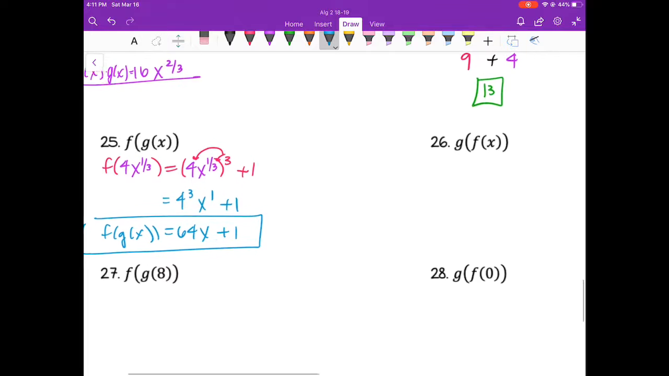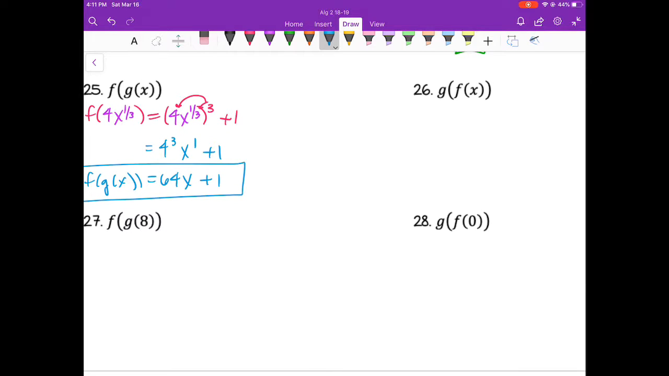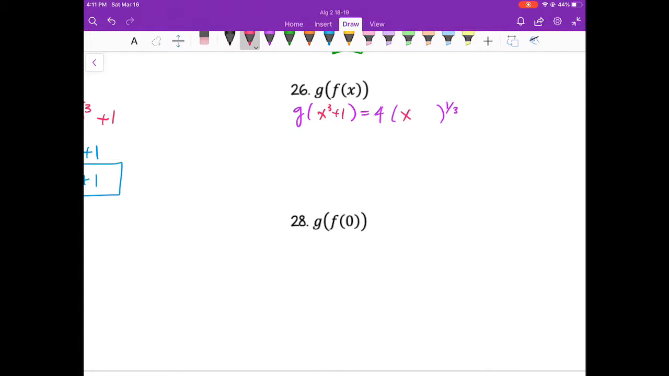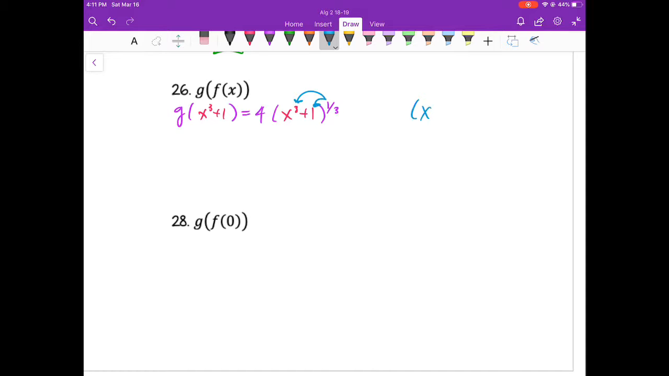And number 26, this time I'm doing it in the opposite order. Again, just kind of noting that these will not be the same thing. So we are evaluating g at x cubed plus 1. Well, g is saying take 4 times your input raised to the 1/3 power. And this time our input is x cubed plus 1. Now be careful, don't fall into the trap of wanting to distribute this. Just like if I had x cubed plus 1 squared, I wouldn't be able to distribute it, right? I would have to FOIL it. I won't be able to distribute this guy. So we are going to leave it like this.